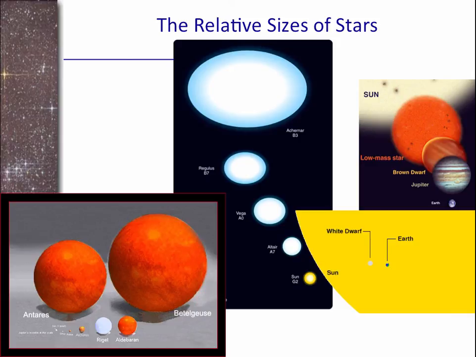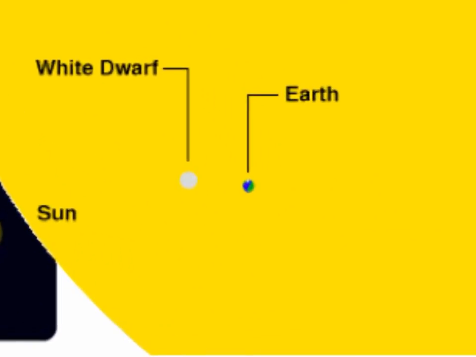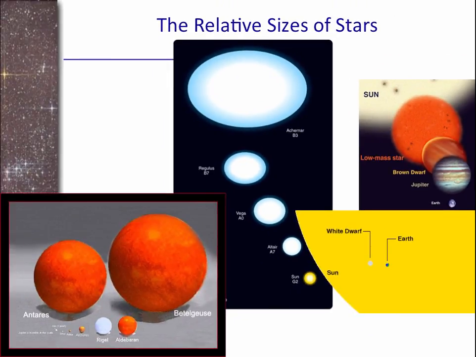Finally, we get to the white dwarfs. Here's yet another diagram, with the radius of the Sun here, and a white dwarf is comparable in size to the Earth. So what you see is that white dwarfs are extraordinarily small. That's why they're called dwarfs. Compared to the Sun, a white dwarf is minuscule, but compared to Betelgeuse, the Sun is minuscule.